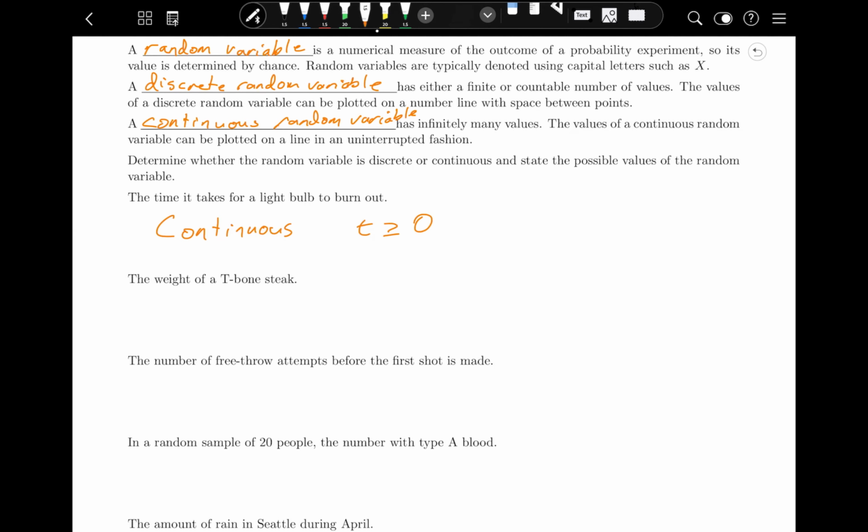The next one is the weight of a T-bone steak. This is also continuous because we're measuring it. And this one, you could say the weight has to be greater than 0, right? Because if the weight of your T-bone steak is 0, then it doesn't exist. You don't have one.